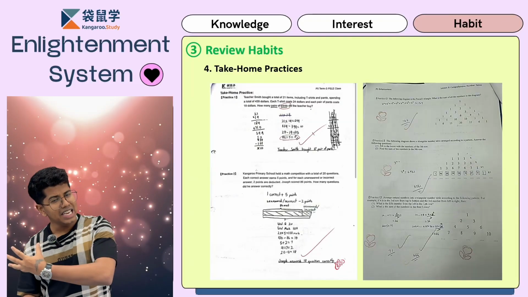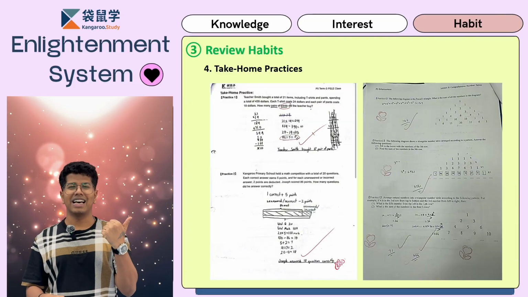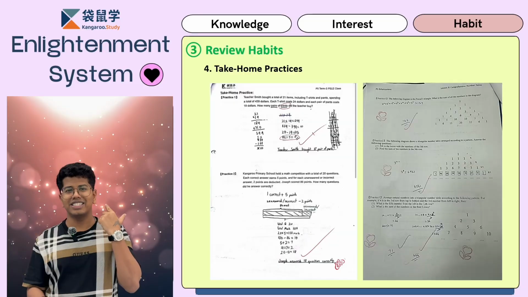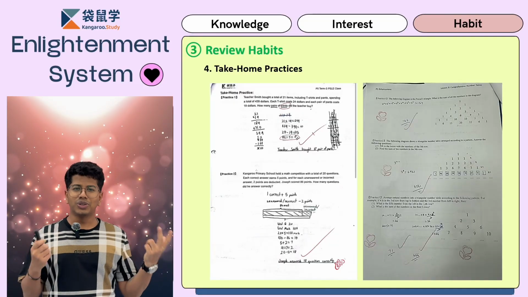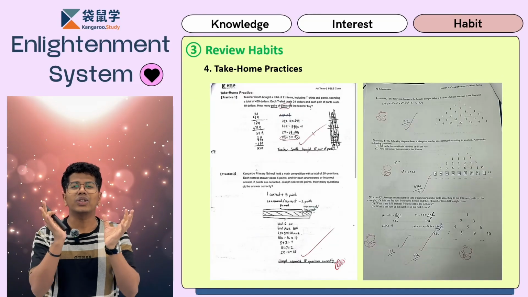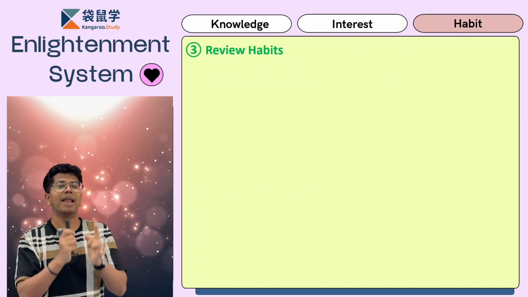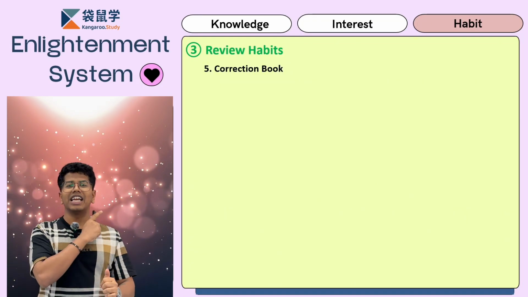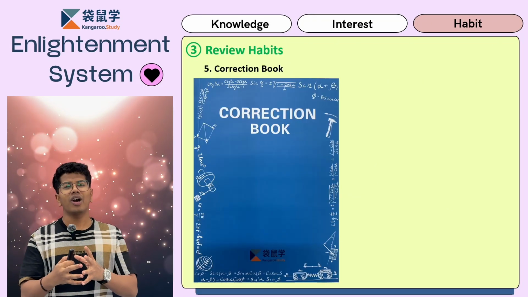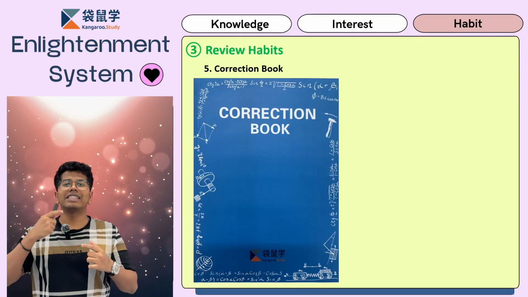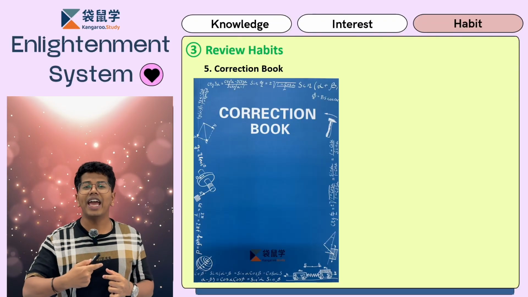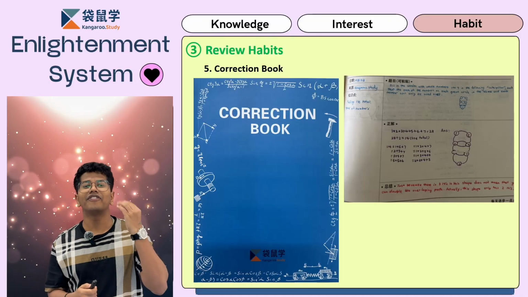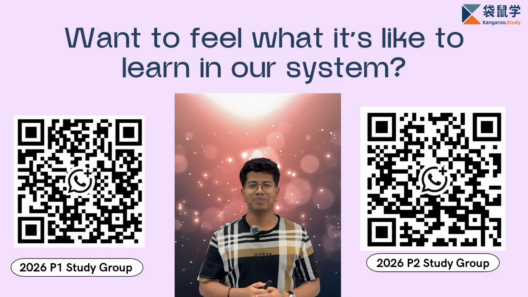And if there's any mistake in all the before class, after class, daily practice, and take-home practices, a student can collect all the wrong questions and put them inside the correction book. A correction book is a book that ensures they can review the topic very well. And this is the fifth part of our homework.